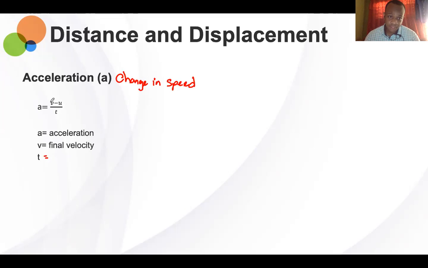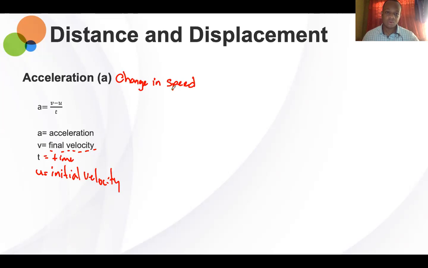So the V here represents our final velocity and the U here represents our initial velocity. I will repost this section. The notes are there already, but I will repost this section. And T is our time, of course.